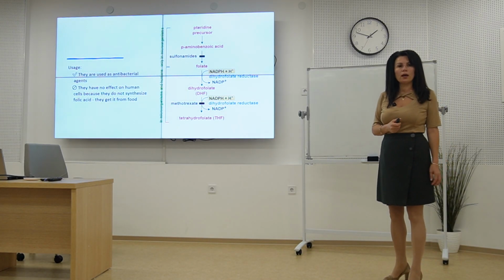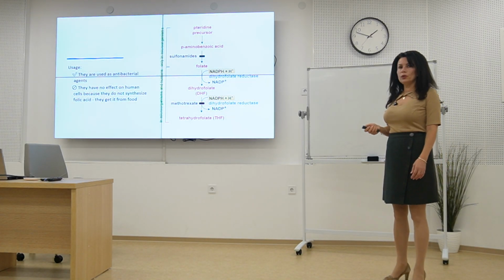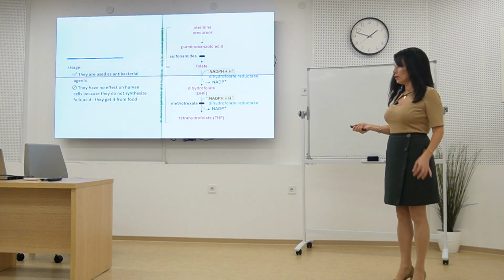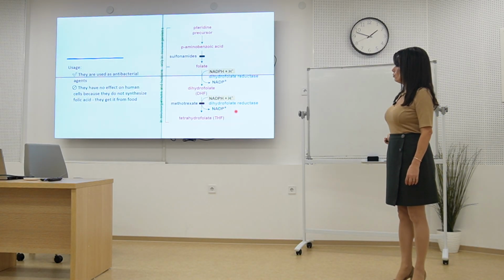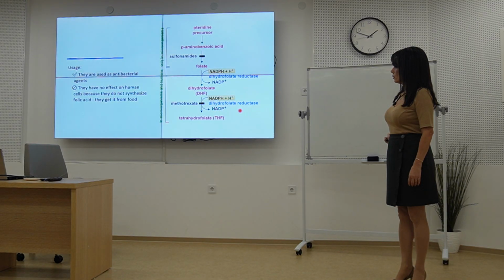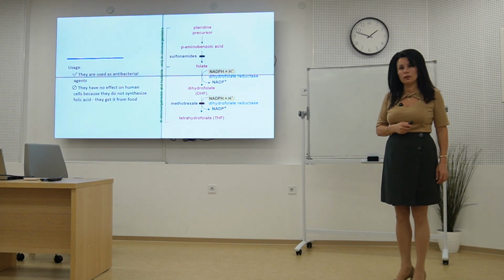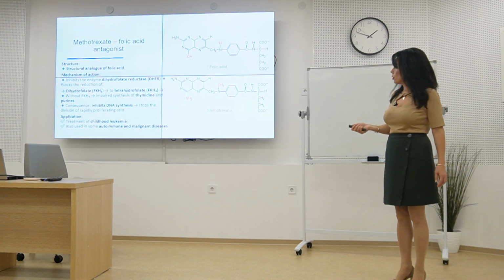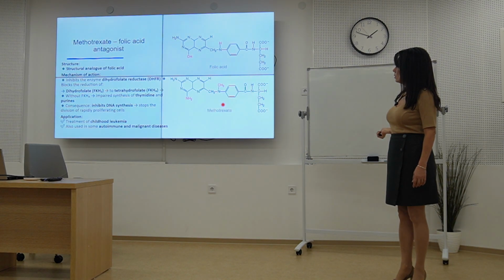Methotrexate is the next example in this scheme, which is used as a competitive inhibitor of the enzyme dihydrofolate reductase. Why? Because they are structural analogs of dihydrofolic acid or dihydrofolate. You can see the structure of methotrexate. This is the methotrexate structure, and this is the folic acid structure.